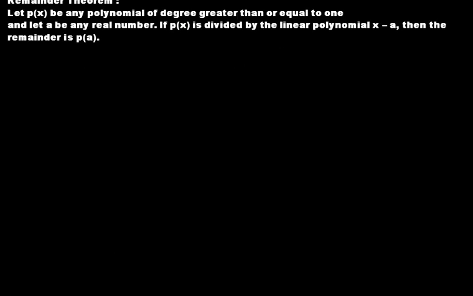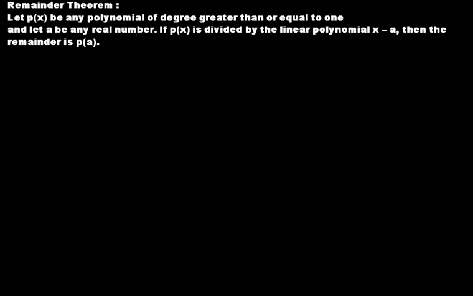The remainder theorem says: let p(x) be any polynomial of degree greater than or equal to 1, and let a be any real number. To represent the real numbers, we use capital R, which shows the set of all real numbers, whether rational or irrational. If p(x) is divided by the linear polynomial x minus a, then the remainder is p(a).